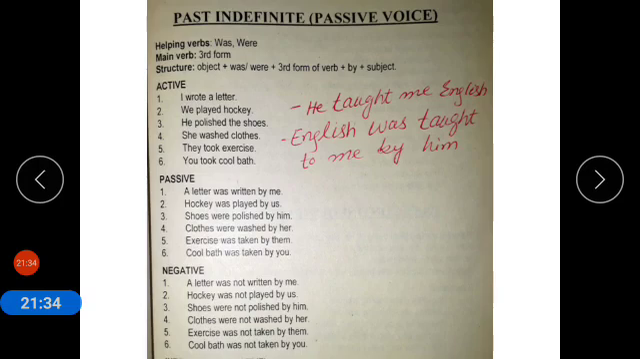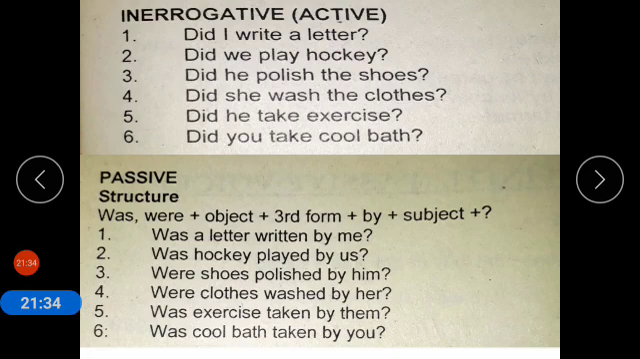Now coming to negative of it: a letter was not written by me. And coming to the interrogative sentence: did I write a letter? Did will be changed into the helping verb of past indefinite tense. Did will change into was, then we will take the object as subject. Was a letter, then the third form of verb, written by, and then we will use the subject as object, and change the pronoun I into me. Was a letter written by me?